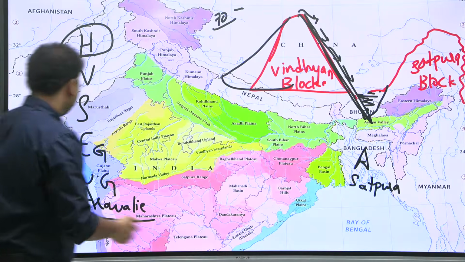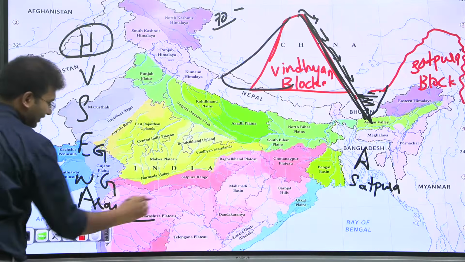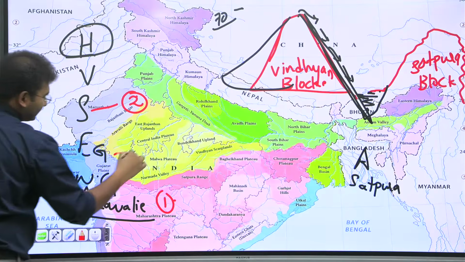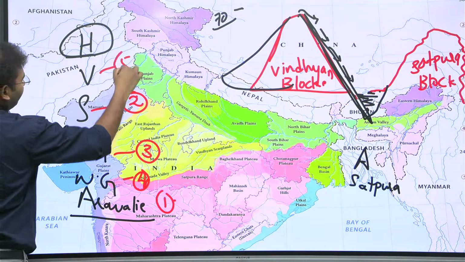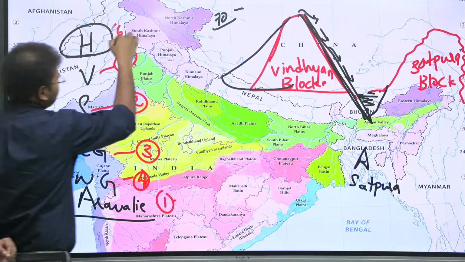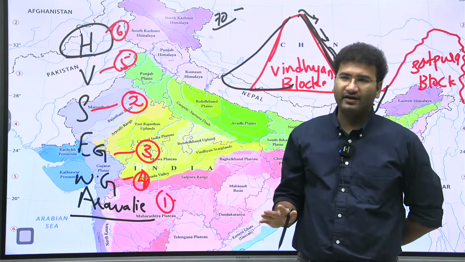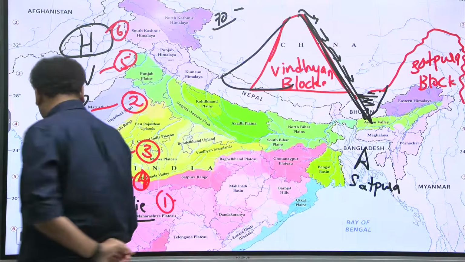So in this order, you need to know, number 1 would be Aravallis. Number 2, Satpuras. Then comes Eastern Ghats. 4th is Western Ghats. And then 5 is Vindhyas. And the last is 6, Himalayas. Himalayas are the youngest. Right? Clear? So to understand this, again, let me take you back.